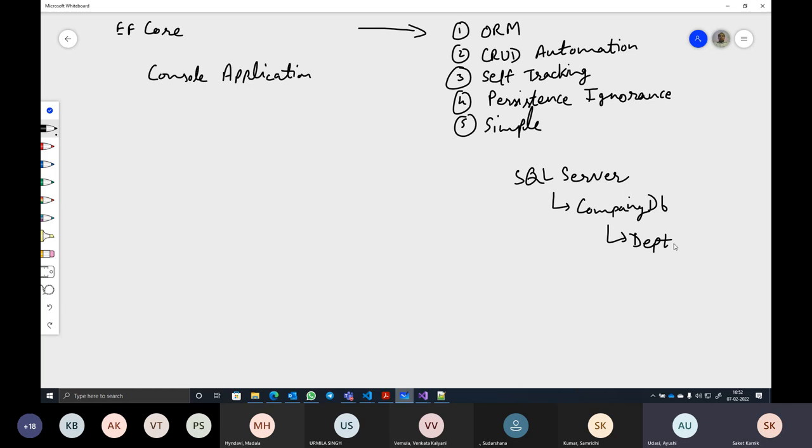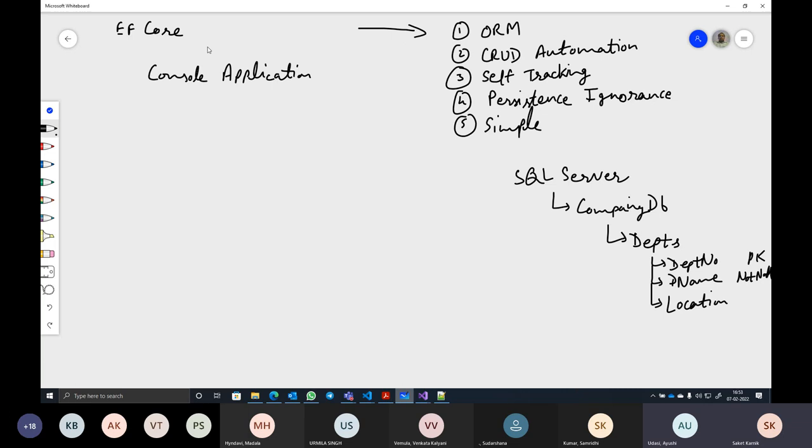We did create a table similar to this, right? Departments, which had department number as primary key, department name as not null, correct? With respective data types being used, like department number was int, dname was nvarchar 50. Then we had location, which was just nvarchar 50, no validation as such on it. Yes, this is the table I want to be connected to the console application.